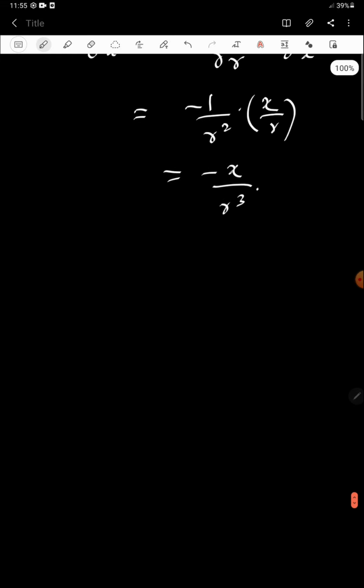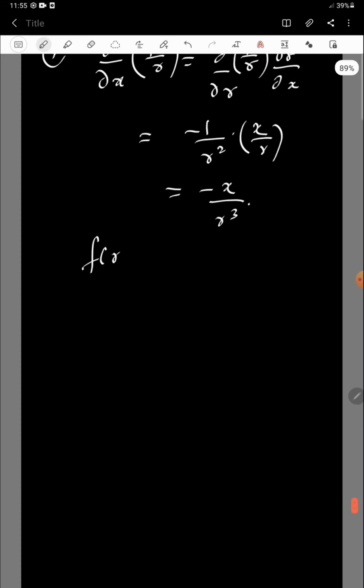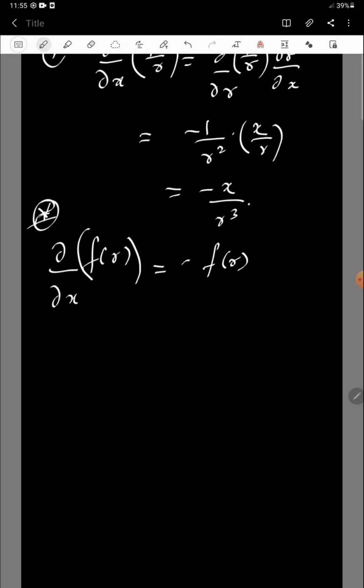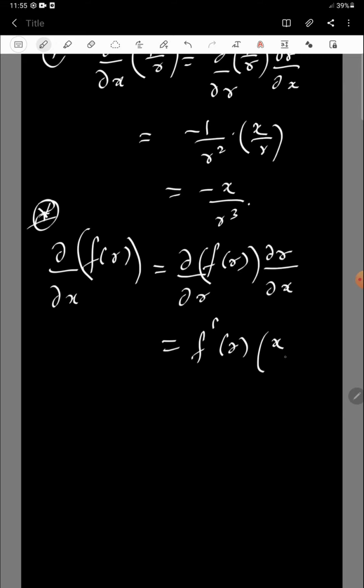So suppose I have some function of r, I want to differentiate with respect to x. Then first of all, that f of r I have to differentiate with respect to r, and that r I have to differentiate with respect to x. Generally we can simply write it as f dash r into x by r. That is nothing but x by r into f dash r. Whatever f of r is there, its derivative will appear here.